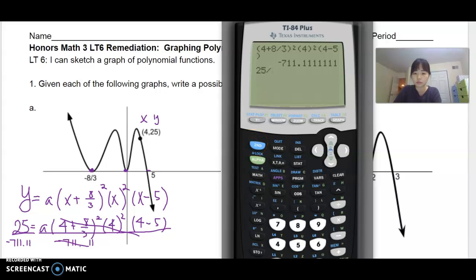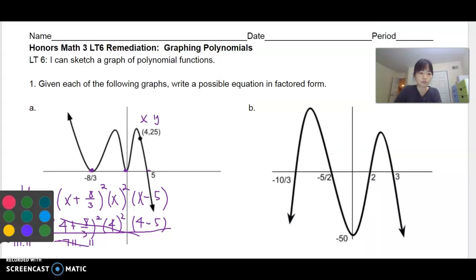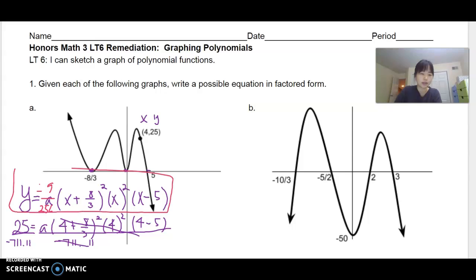I mean, you could just kind of round it. You get this, turn it into a fraction, negative 9 over 256. So all I have to do is replace the a with negative 9 over 256. I will box my answer. There. Cool? Let's try B.